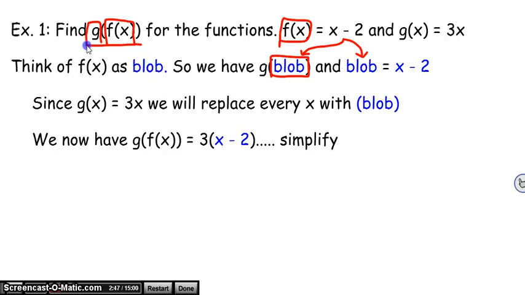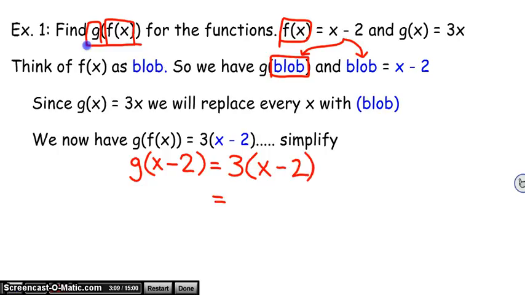Okay, so g of x is equal to 3x, we'll replace every x with blob. So right here is where blob goes. Well, blob is x minus 2, the function f of x. So everywhere there's an x, put x minus 2. And then simplify that expression. So 3 times x is 3x, and 3 times negative 2 is negative 6. Now I know that sounds pretty confusing, and there's lots of words, and what the heck does blob mean? Let's practice this a few more times.